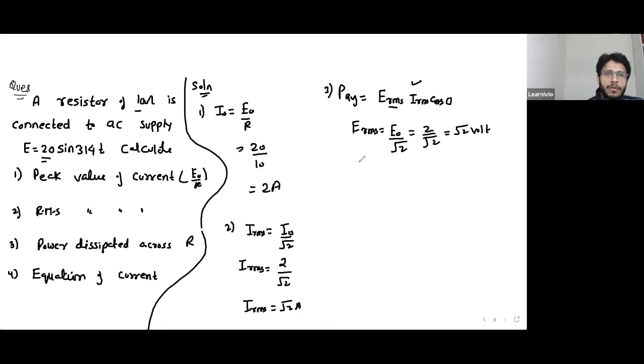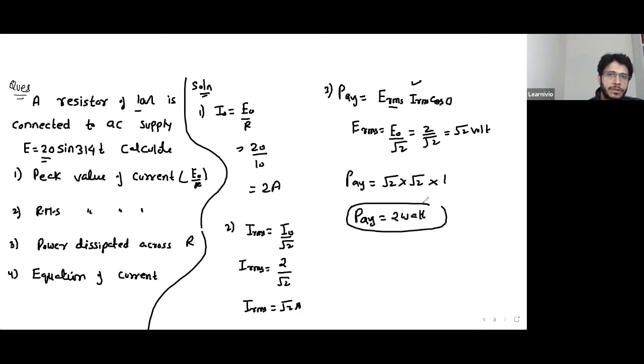So if I substitute all values here, P average is ERMS, which is root 2, times IRMS, which is root 2, times cos 0, which is 1. Then you will get that your average power is 2 watt. This is the average power, 2 watt.